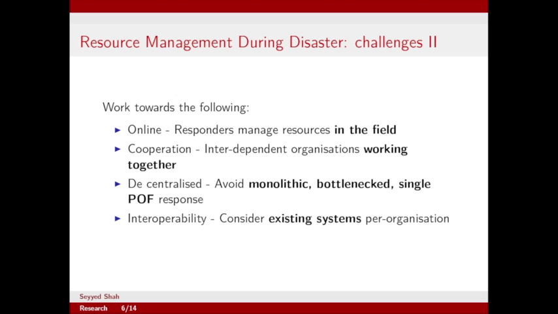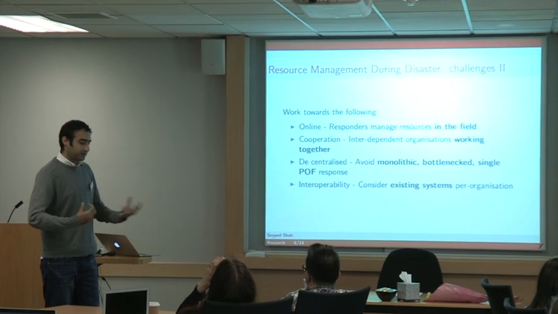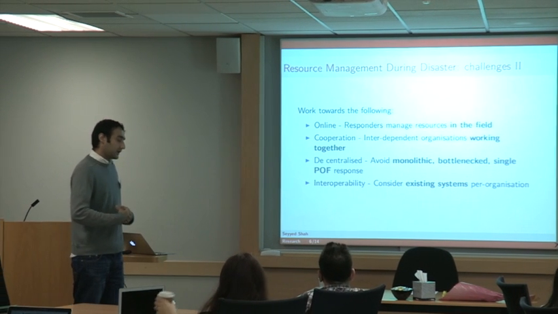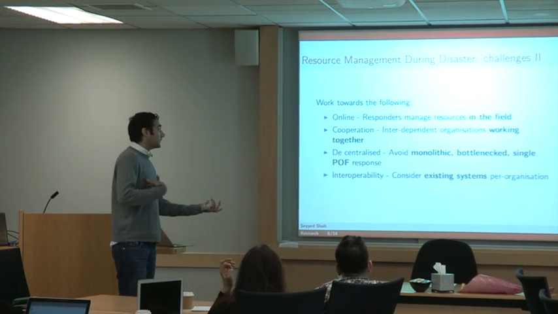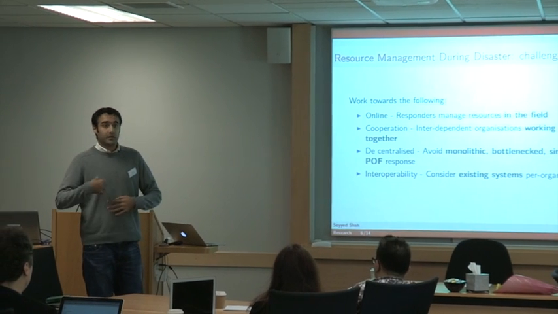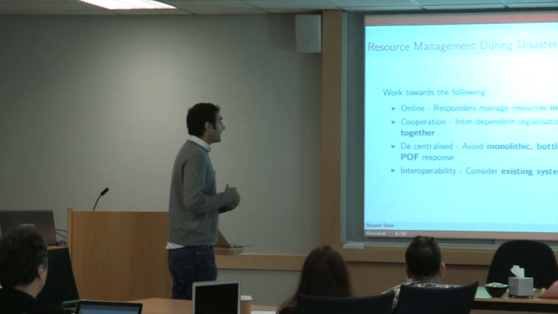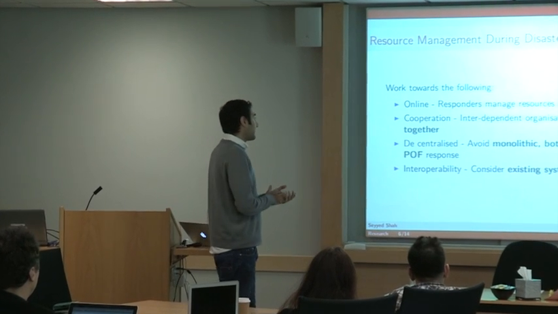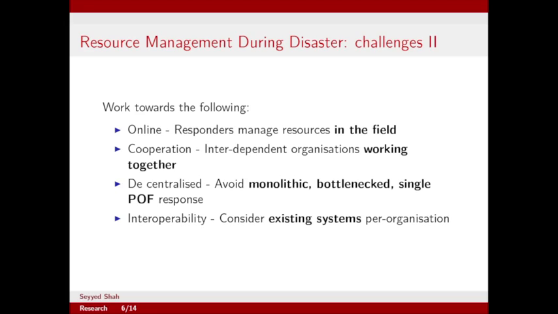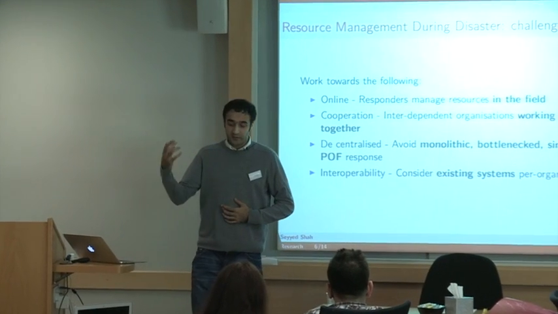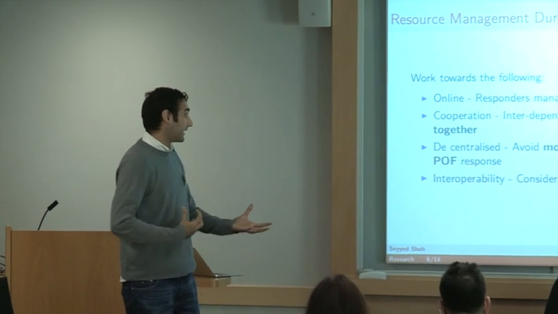And you want cooperation between all of the organizations. So you have these interdependent organizations, the fire service depending on the ambulance and so on, and the Red Cross depending on the airport, let's say, that have to work together. And they do so in a decentralized way. Naturally, these organizations have separate bases. They work on their own, but they need to work together.